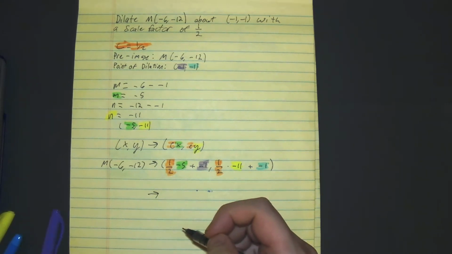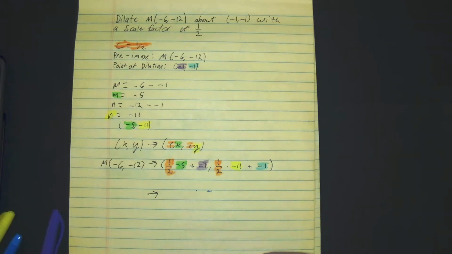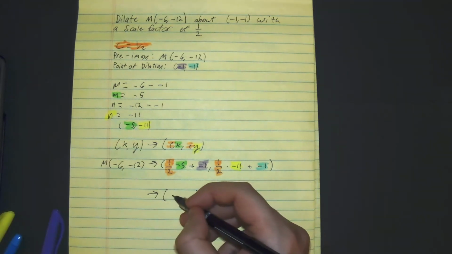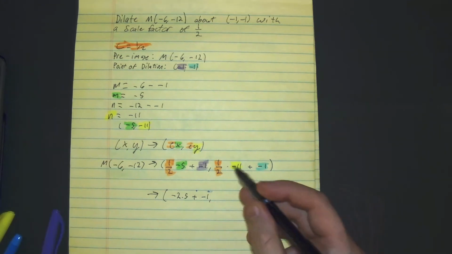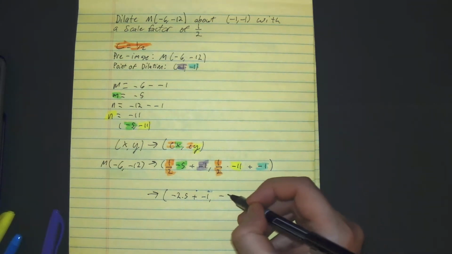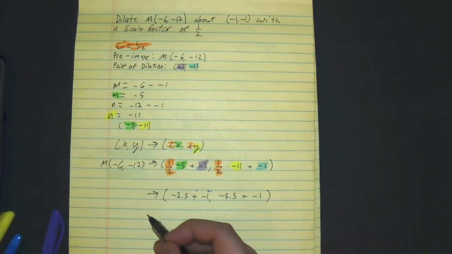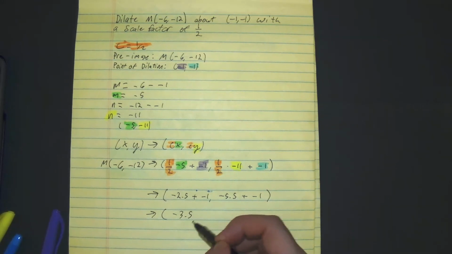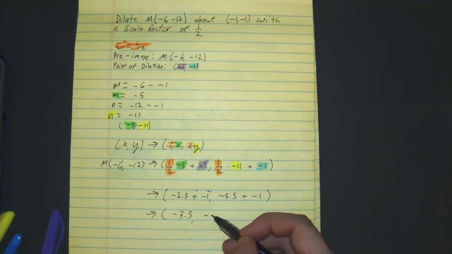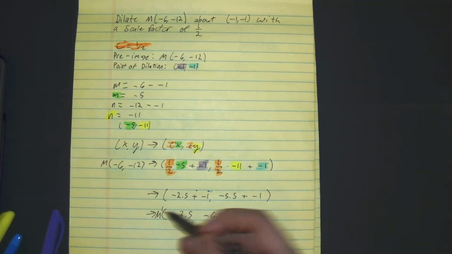So what we could have here, we can do a decimal even, it doesn't matter. -2.5 plus -1, and we have -5.5 plus -1. So we get -3.5, -6.5. And that would be the location of M prime.